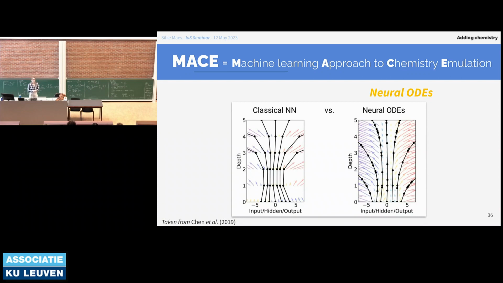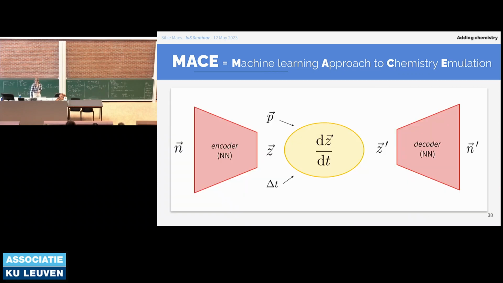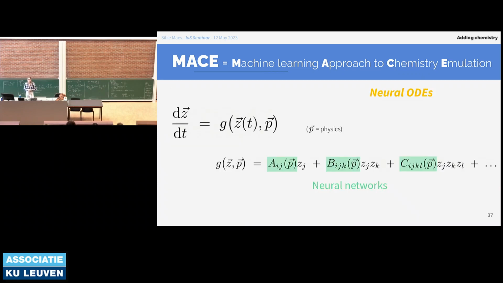So that's why we have chosen this technique. To be honest, we are still in the beginning process, so we hope this will work out. But yeah, a little bit more details about the neural ODEs. So we choose a certain function, j, which depends on our encoded abundances and also the physical parameters, which we just here put as p.